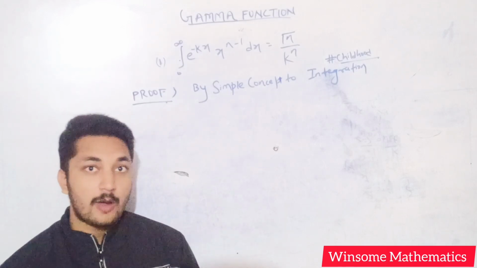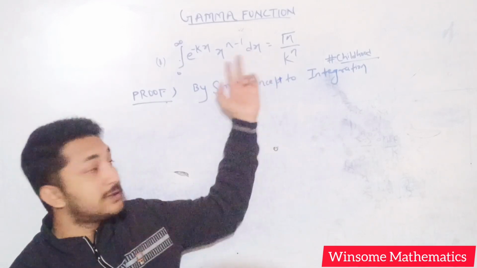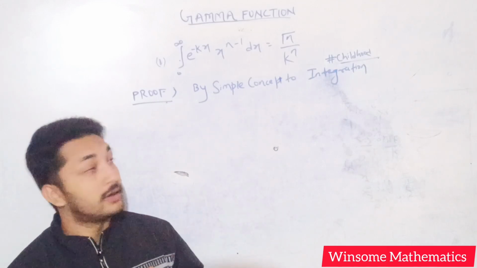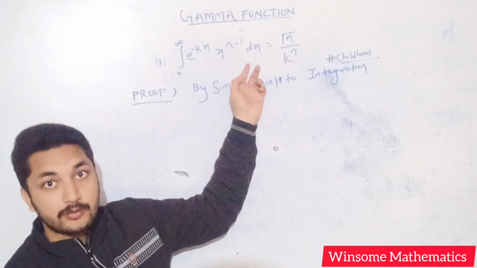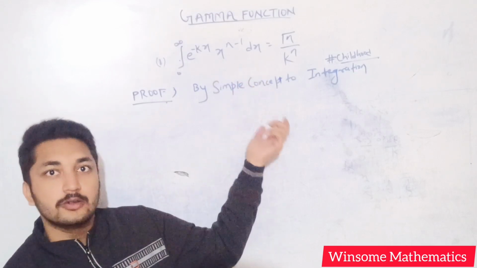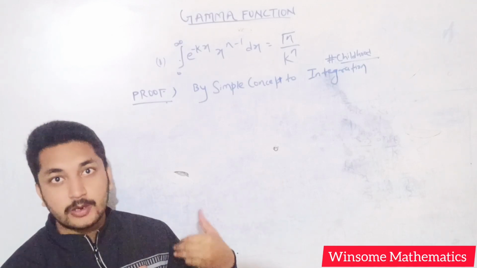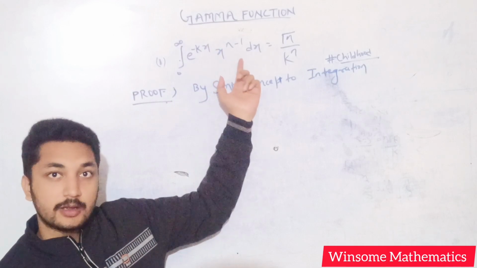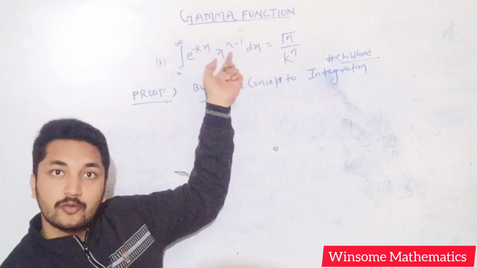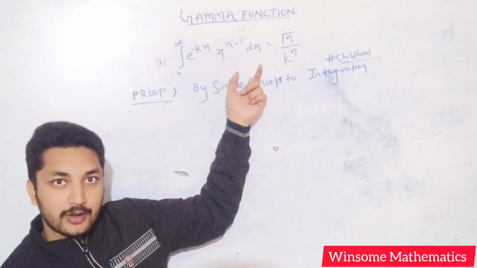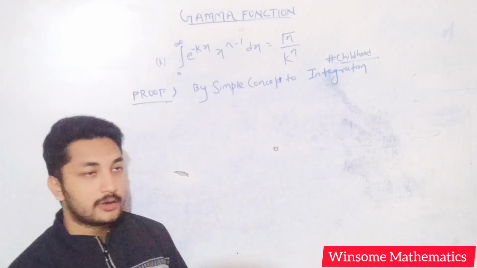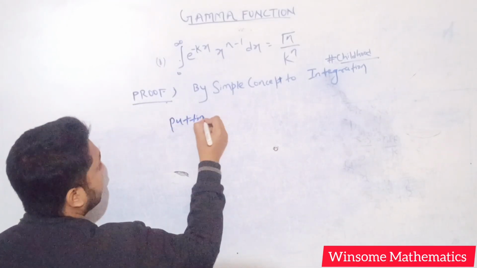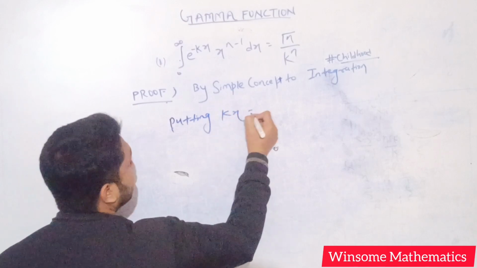First of all, our target is to convert this integration into the definition of gamma function. Our problem is the k in the power of e. We don't want this k in the power of e, that's why we will substitute it. Now the first step is putting kx is equal to t.